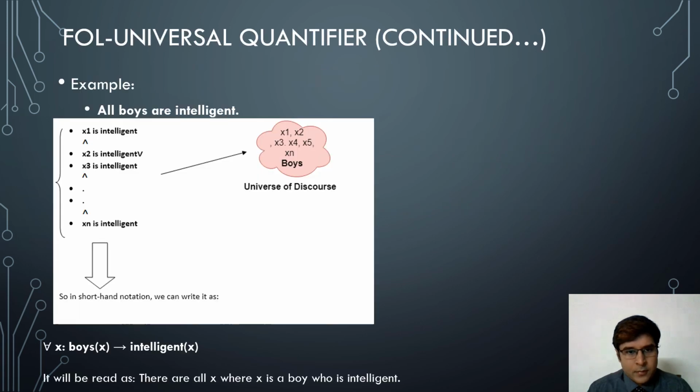So for example, we have this predicate here: x1 is intelligent, and x2 is intelligent, and x3 is intelligent, and so on till xn is intelligent. So this is the universe of discourse, and all elements of this universe are boys, and they are all known to be intelligent.